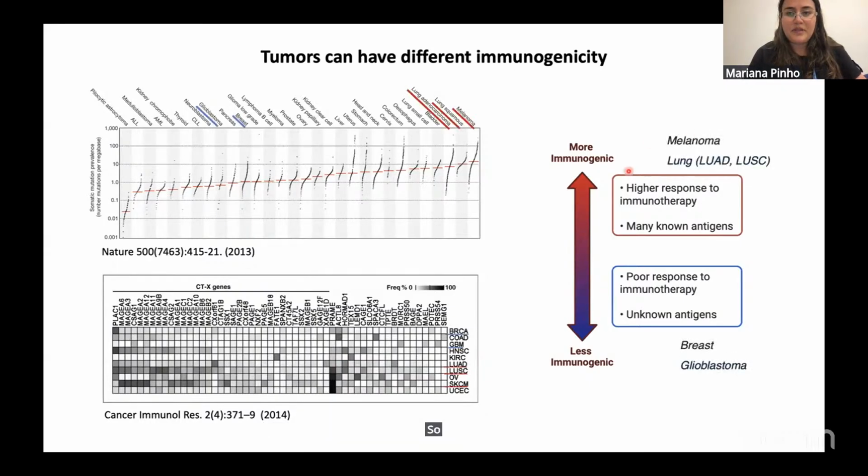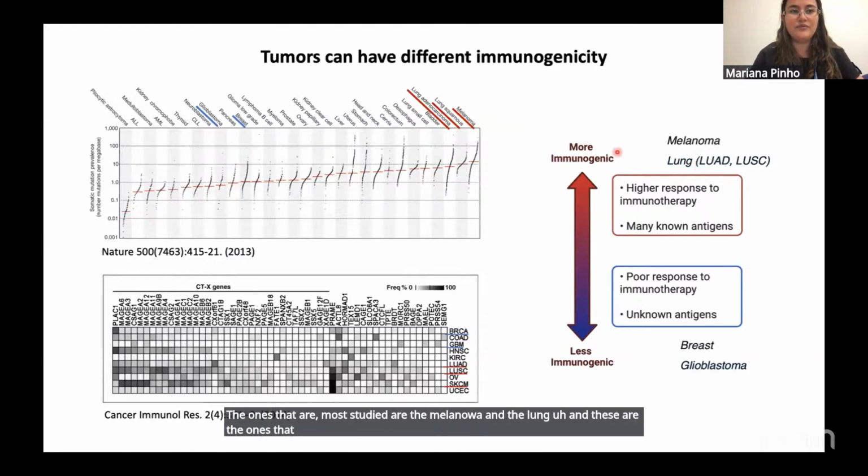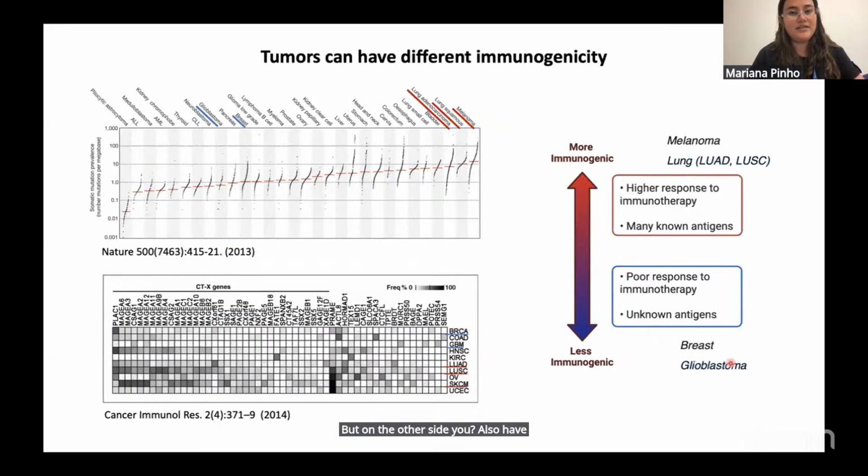So the more immunogenic ones, usually the ones that are most studied, are melanoma and lung, and these are the ones that have the highest response, for example, to PD-1 and anti-PD-L1 treatment. But on the other side, you also have, for example, breast cancer and glioblastoma, which are not very immunogenic.